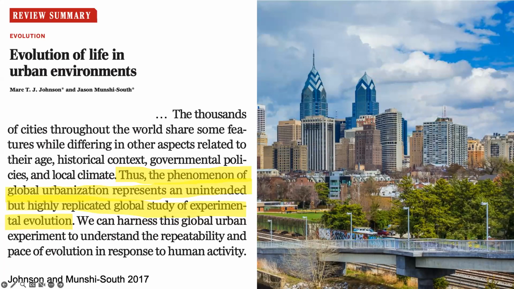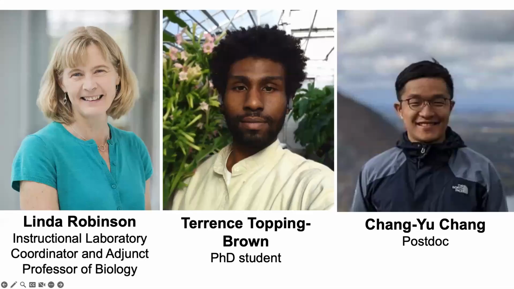And so you have this beautiful replicated environmental change that you can use to ask questions about how those gradients impact the function of the organisms that live along those gradients. For this project, what we've started to do is sample plants and microbes from along an urban to rural gradient in the Philadelphia area. This is something that we partnered with Linda Robinson on, who's an instructional lab coordinator in the Department of Biology. And this is the basis of a course-based undergraduate research experience for intro bio.